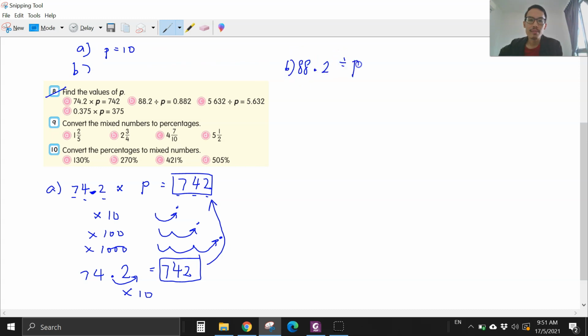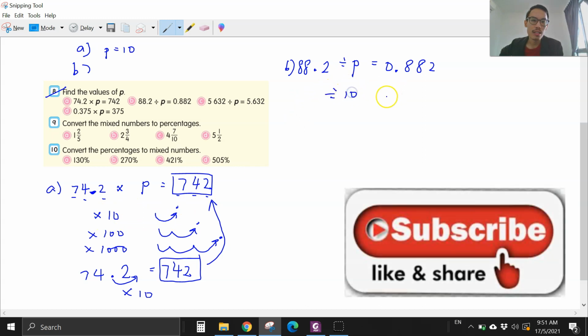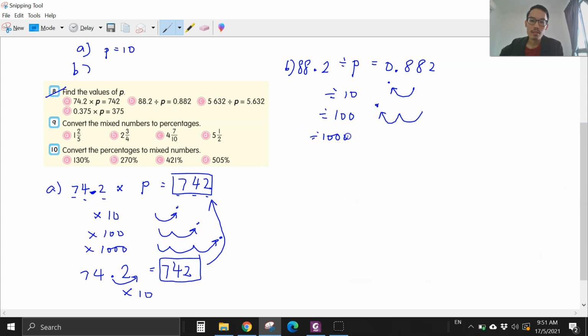88.2 divided by P equals 0.882. Now just now when we times, we move the decimal point to the right. Darab titik gerak ke kanan. Tapi bahagi gerak titik ke kiri. Bagi 10 gerak sekali ke kiri. If you divide 100, 2 times to the left. If you divide 1000, 3 times to the left.